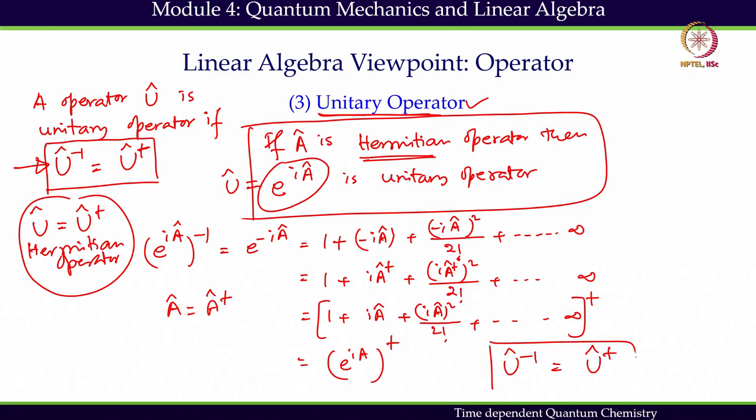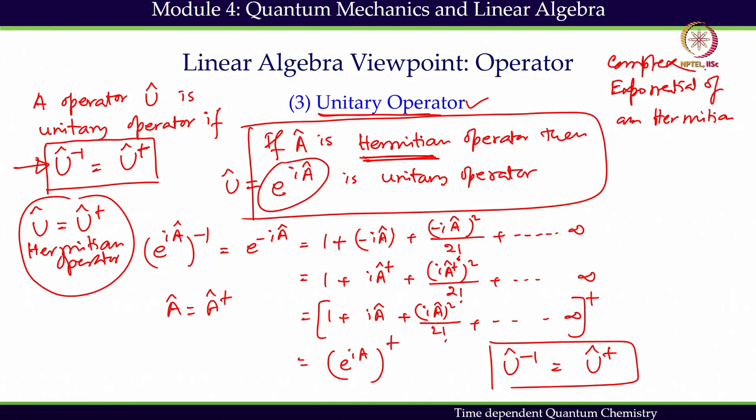So, it's an interesting property. If A is a Hermitian operator, then the exponential of that operator, not any exponential, the complex exponential of a Hermitian operator, is a unitary operator.